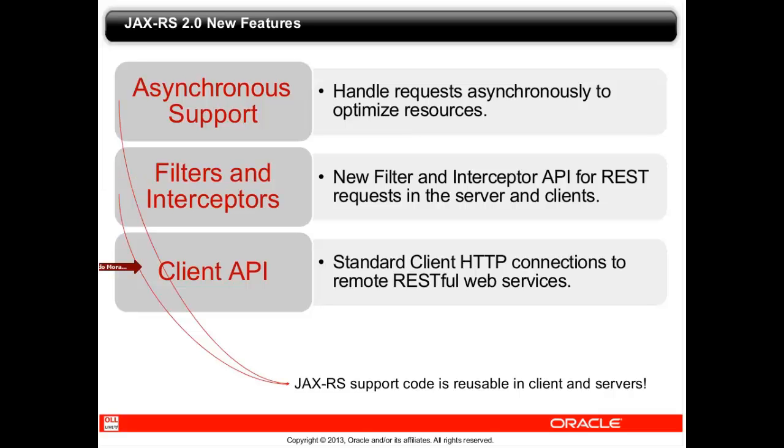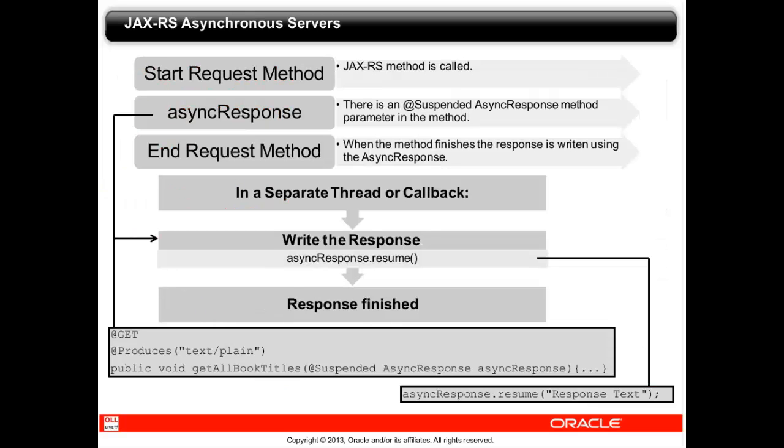And a client API to call RESTful web services in your applications. This API allows you to communicate your application to services using a simple yet extensible API optimized for REST calls. Note that Jax-Rs support code is reusable in clients and servers. So most of this asynchronous support and filters and interceptors, you may find that is really portable when you use it on the server and on the client.